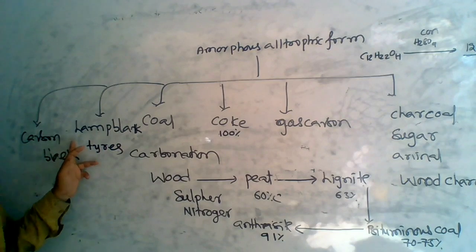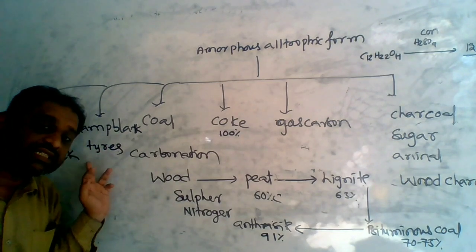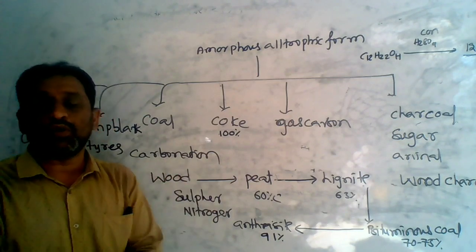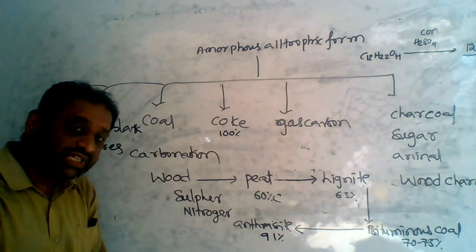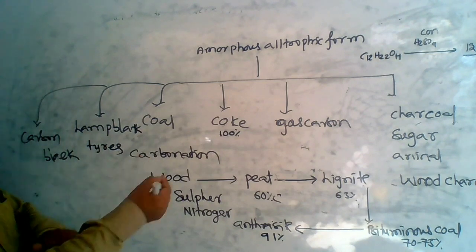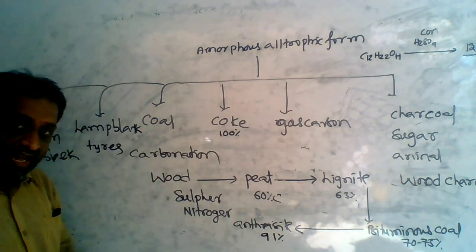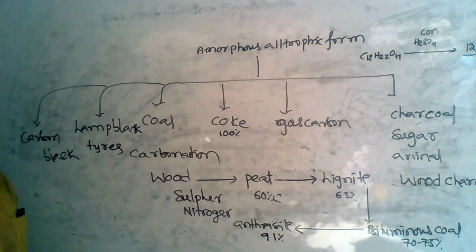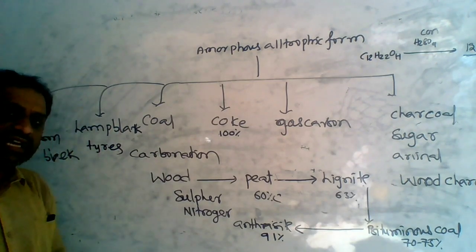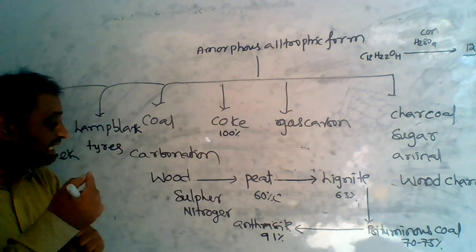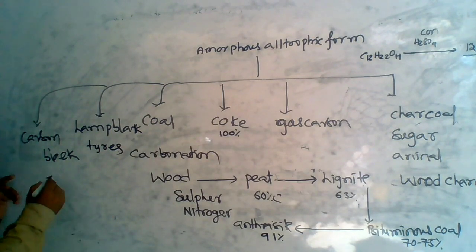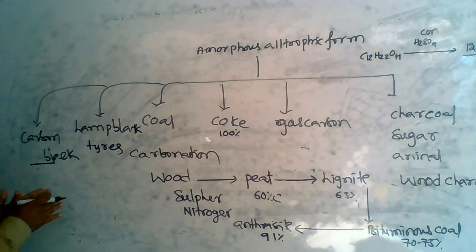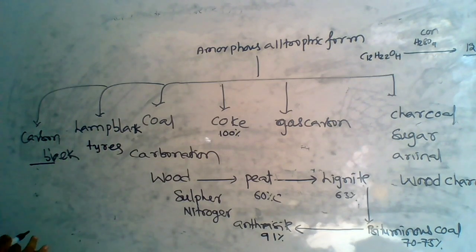Carbon black is obtained when hydrocarbons like methane burn in a limited supply of oxygen. Carbon black is obtained by incomplete combustion. I mean, methane gas or hydrocarbons burn in a limited supply of oxygen. Carbon black is used as a paint, and it is also used as printing ink.